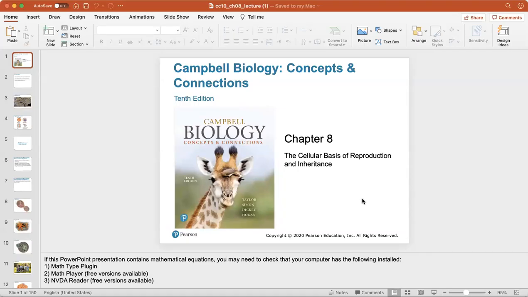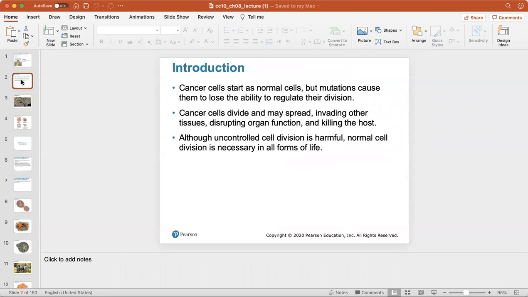Hi class, and welcome to Chapter 8, which will be on the cellular basis of reproduction and inheritance. We'll be covering a couple of things that we talked about in Lab 9, cellular respiration. So we're first going to introduce this chapter, and we'll talk about cancer cells.